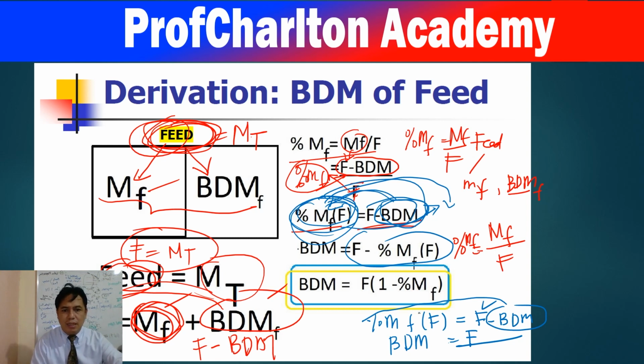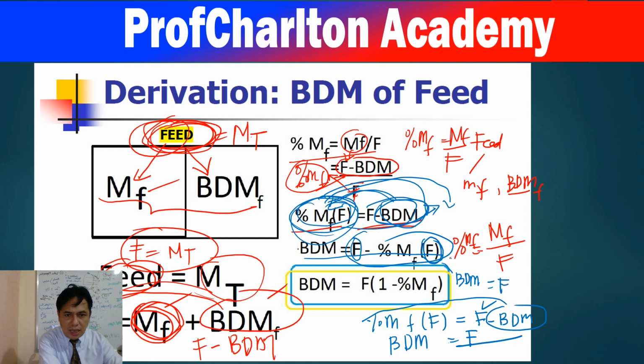So now we will get BDM equals F minus percent MF, and then as you can see from this simple equation, there is a term that is common. I think all of you can see that, and that is the F, or the feed mass flow rate of the feed, in kilogram per hour or kilogram per second. So if that is common, we can put it here, BDM equals what? F, right? That is the common.